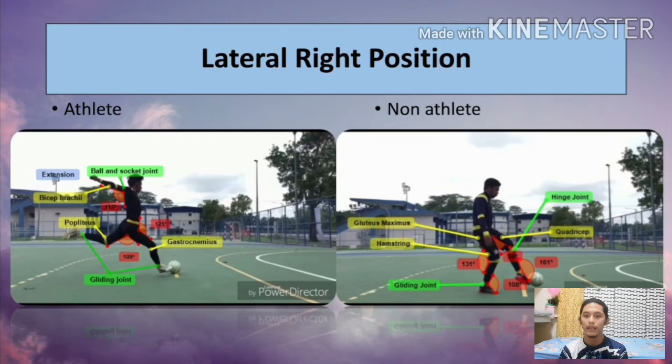So the muscles involved in this position are biceps brachii, popliteus, gastrocnemius, gluteus maximus, hamstring and quadriceps. And the joints involved in this position are gliding joint, hinge joint and ball and socket. The position of the athlete has more momentum to give more power to the ball, while the non-athlete is more focused on the center of the goalpost.